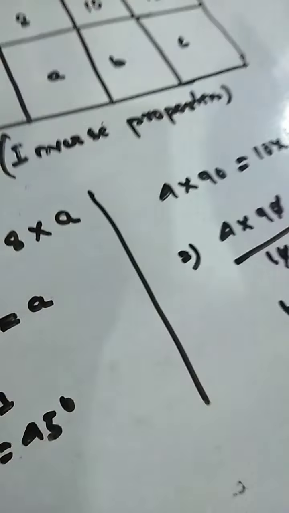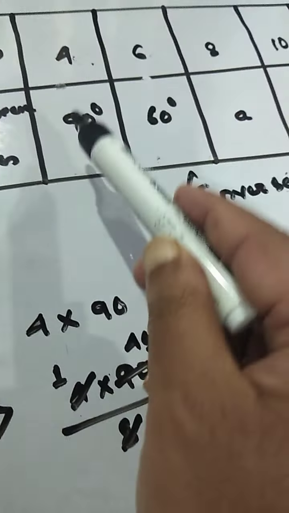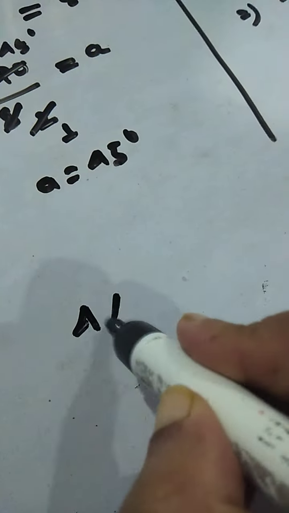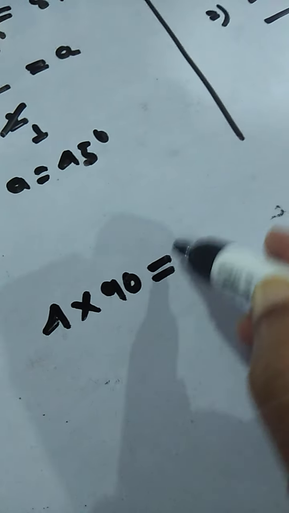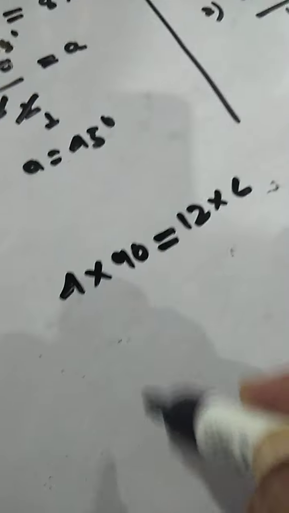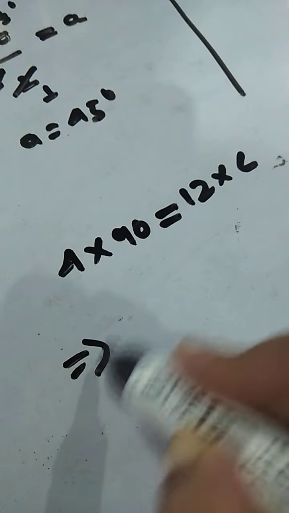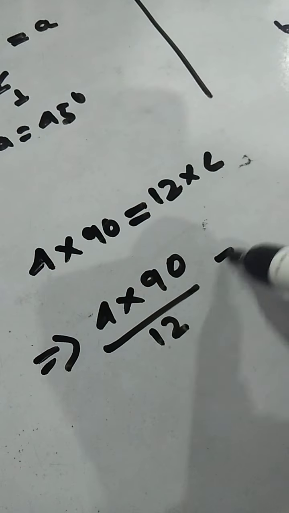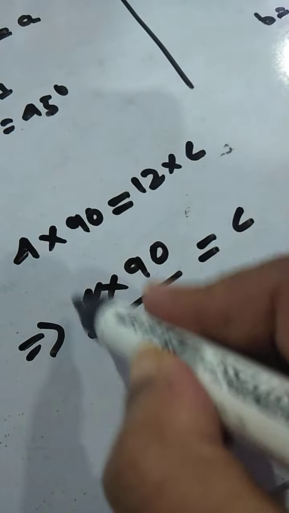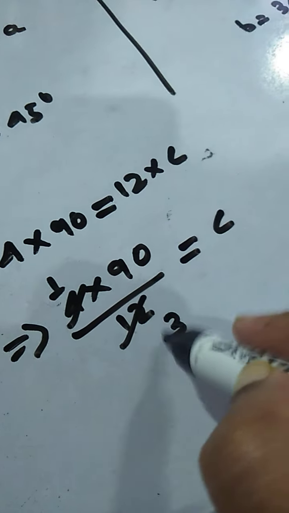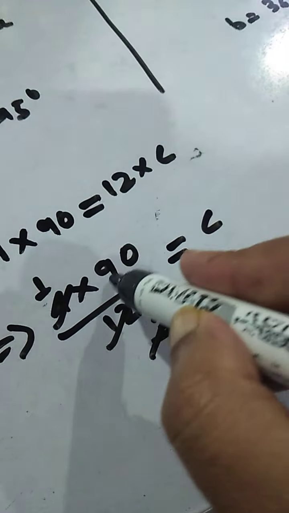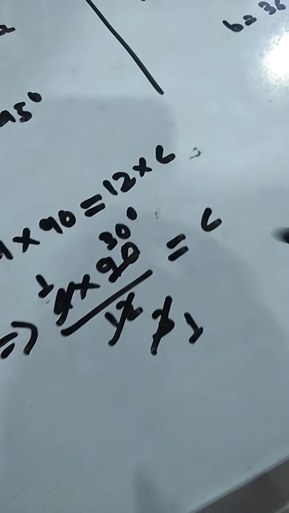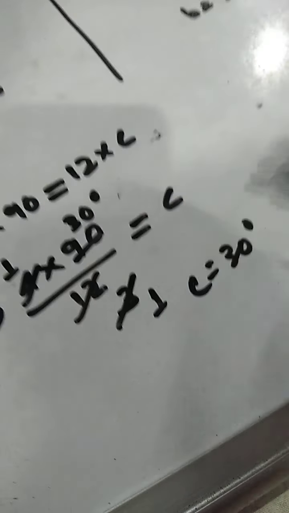Now finally we have to get the value of C. So again we'll do the same thing, that is 4, 90 degree, 12 and C. So it would be 4 into 90 and 12 into C, isn't it? Now we'll transpose this 12 towards the left hand side. 4 into 90 upon 12 would be equal to C. Now 4 ones are 4, 4 threes are 12, 3 ones are 3, 3 thirties are 90. So C would be 30 degree.